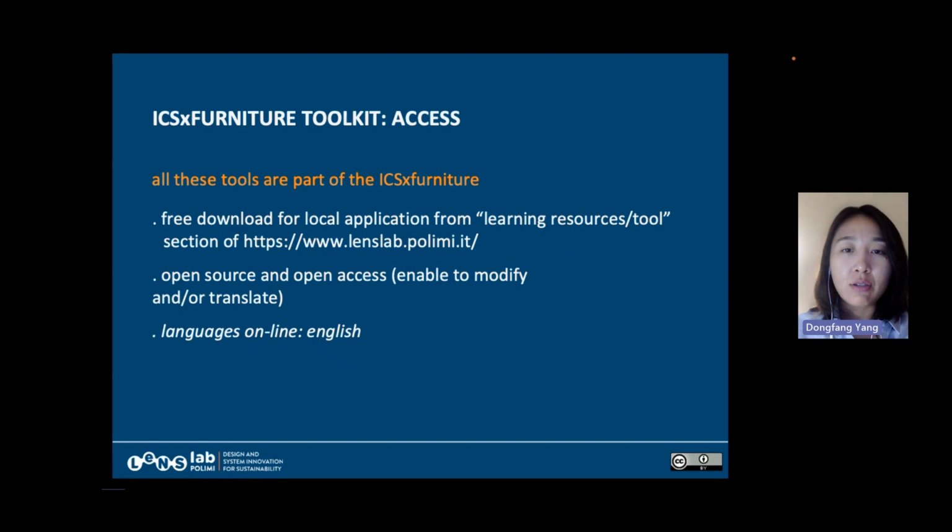So how to access the tool? As mentioned, the ICSxFurniture toolkit integrates all the tools that we have introduced. You can access the toolkit for free and download it for offline use from the LearnSlab official website, the Learning Resources and Tools section. The toolkit is also open source, or open access, so you can download it, diffuse it, modify it, update it, or customize it to suit your specific needs.